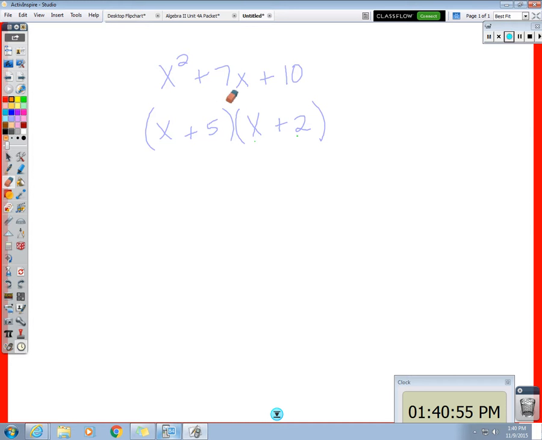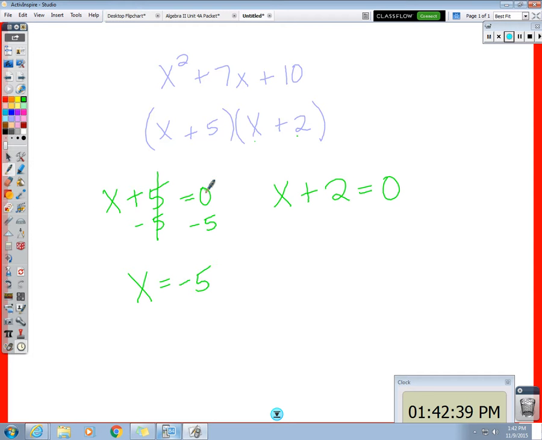Okay, remember, we're trying to find the zeros. Well, to find zeros, you're going to take each of those factors and set them to 0. Because we're trying to find zeros. So, to get x by itself, what do we do? Subtract 5. And that gives us negative 5, because 0 minus 5 is negative 5.